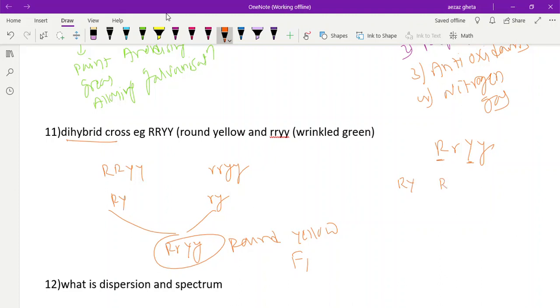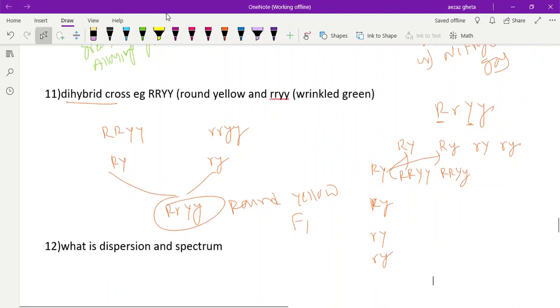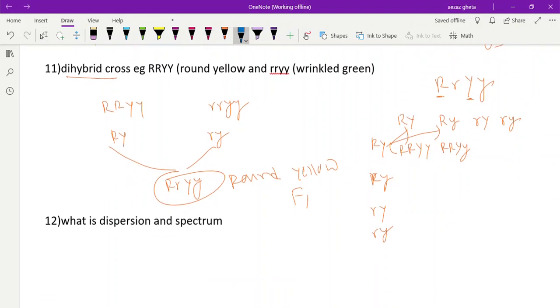Now this round yellow gives the gametes RY, Ry, rY, and ry. Write the same way vertically, and cross this with this, like RRYY, RRYy, and so on. I think you have learned this, so I will not complete it; if you are ready to listen patiently, I can teach you this.